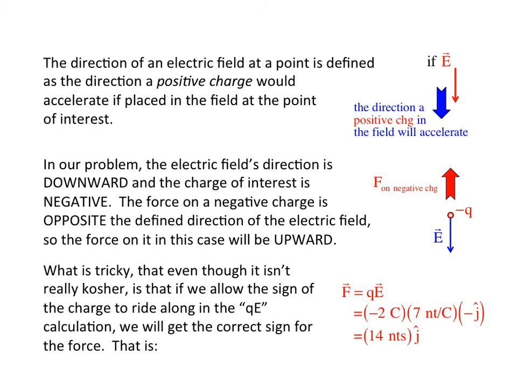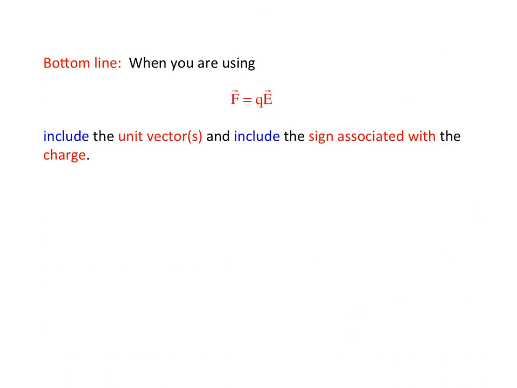The electric field is 7 newtons per coulomb in the minus j direction. The minus goes positive. We end up with a magnitude in the plus j direction, and that's the appropriate direction for the direction that we know that the electron's force is going to be in. So by allowing this sign to ride, we've ended up with the correct direction for the force.